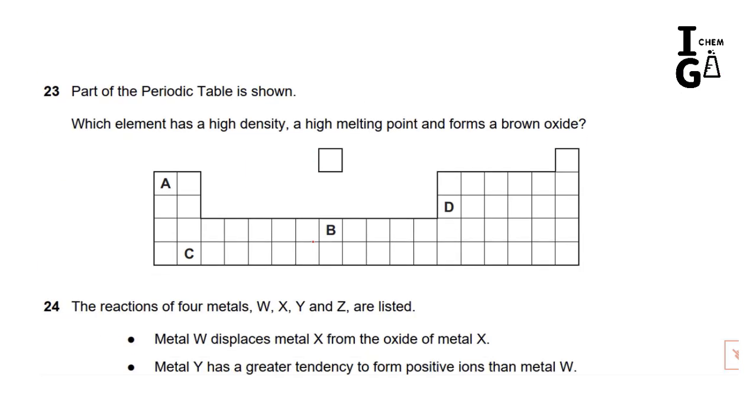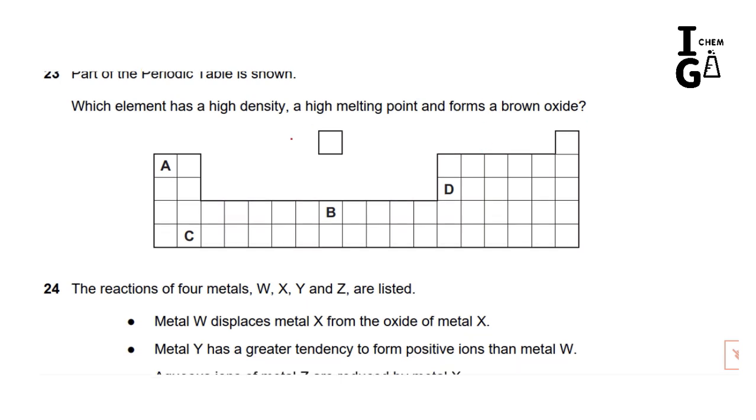23, part of the periodic table is shown. Which statement has a high density, a high melting point, and forms a brown oxide? High density and high melting point, so we talk about metals. We have two areas of metals in the periodic table.